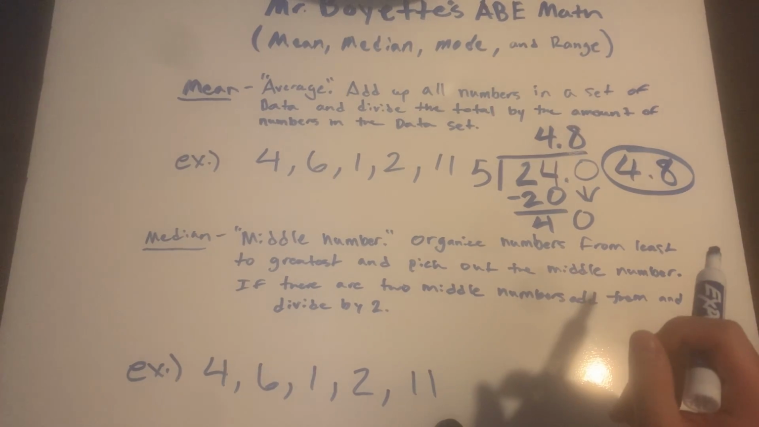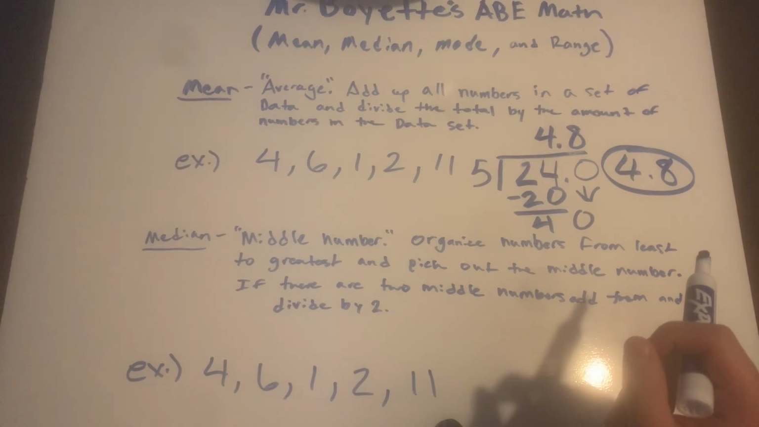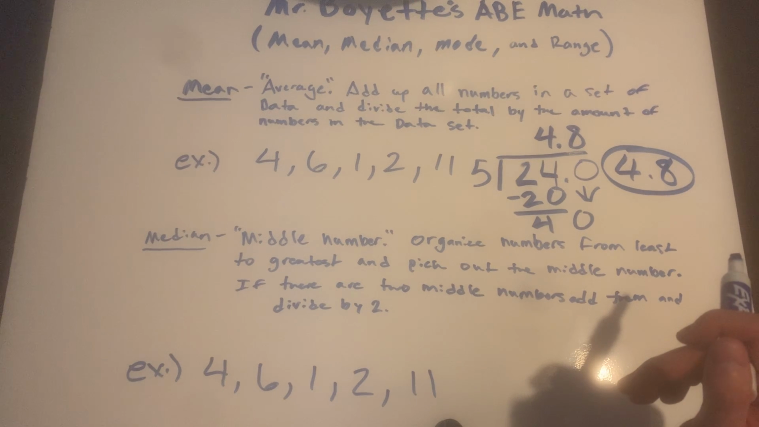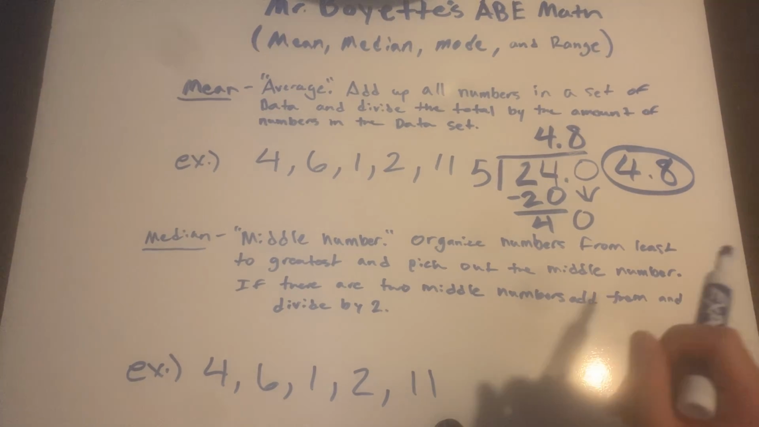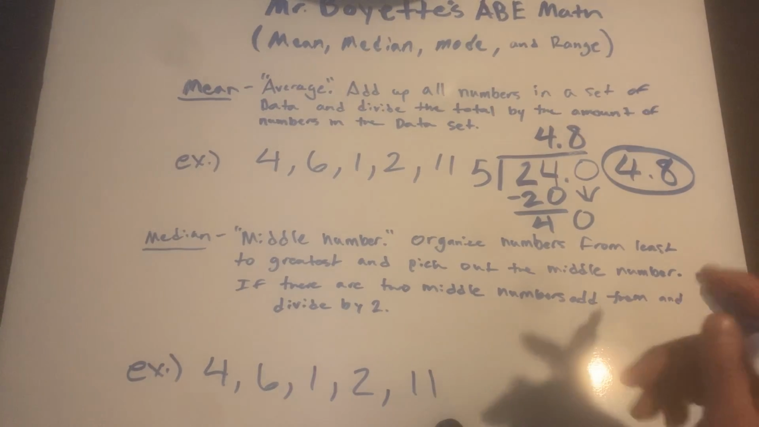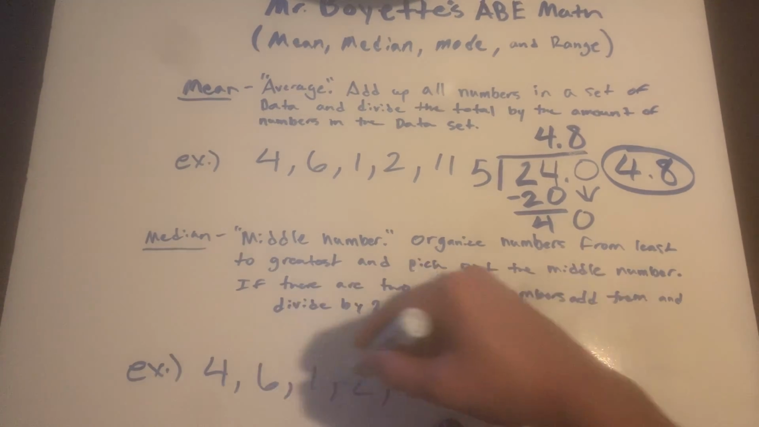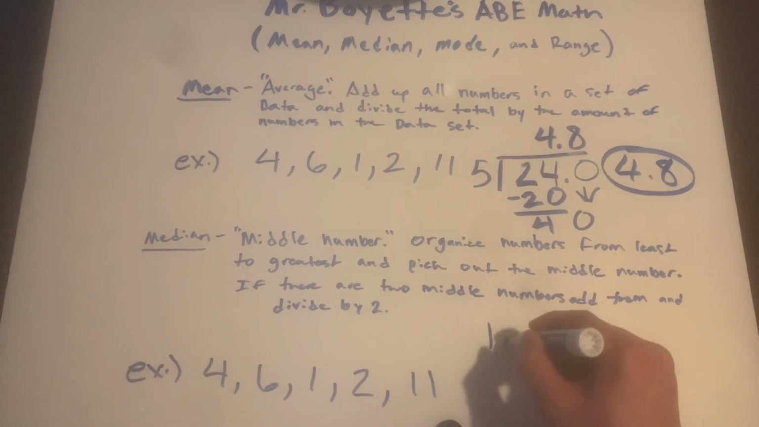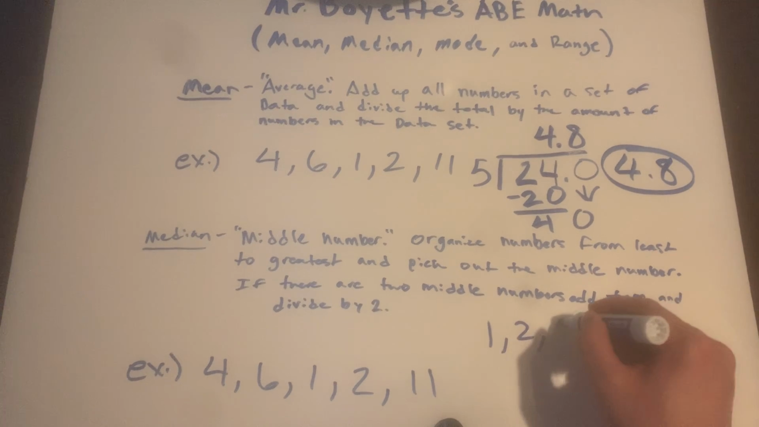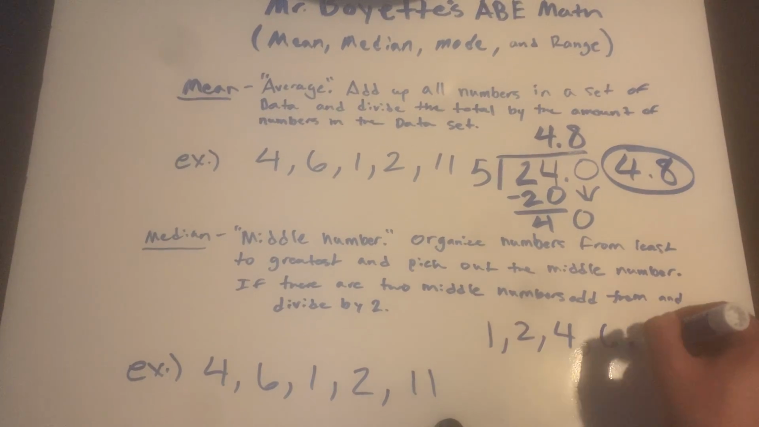So I'll go ahead and give you an example of that here. Now, if there are 2 middle numbers that you find, you're just going to add them together and divide by 2. All right, so let's go ahead and do that. So we have the same set of data here. We're going to organize it from least to greatest: 1, 2, 4, 6, and 11.